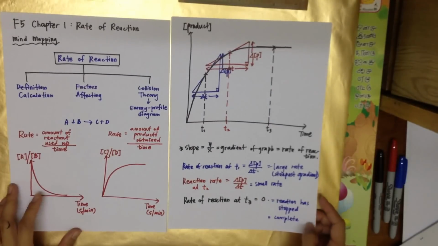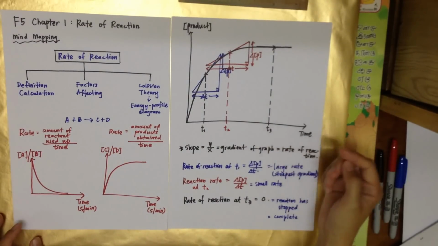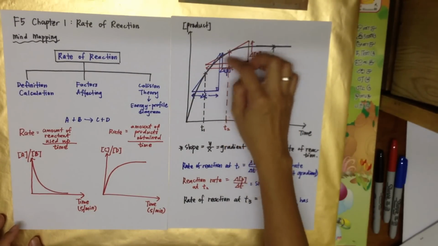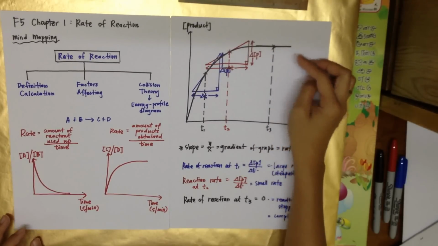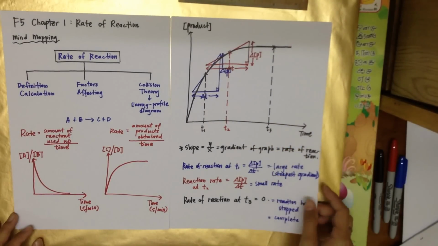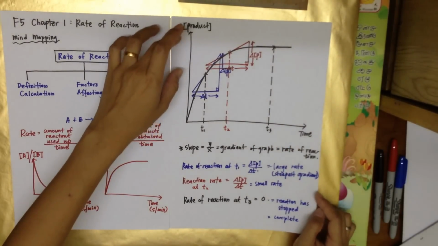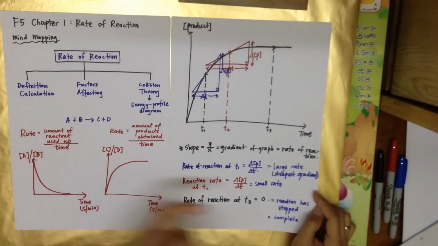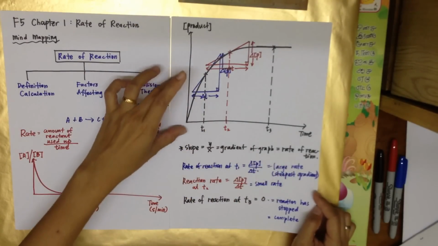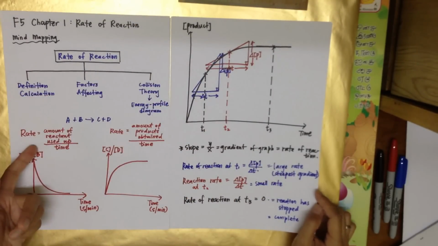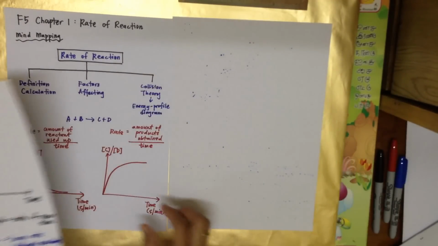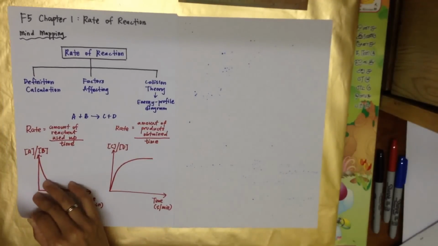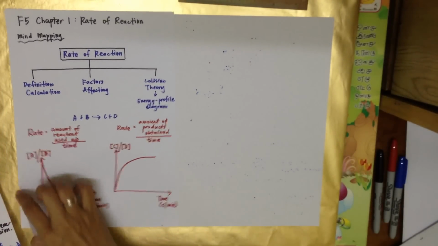So from here we can see clearly how we are going to interpret different points at different times when we are given a curve of the concentration change of product versus time. And this particular technique is applicable to reactants as well. So I will now share with you a particular calculation on the rate of reaction.